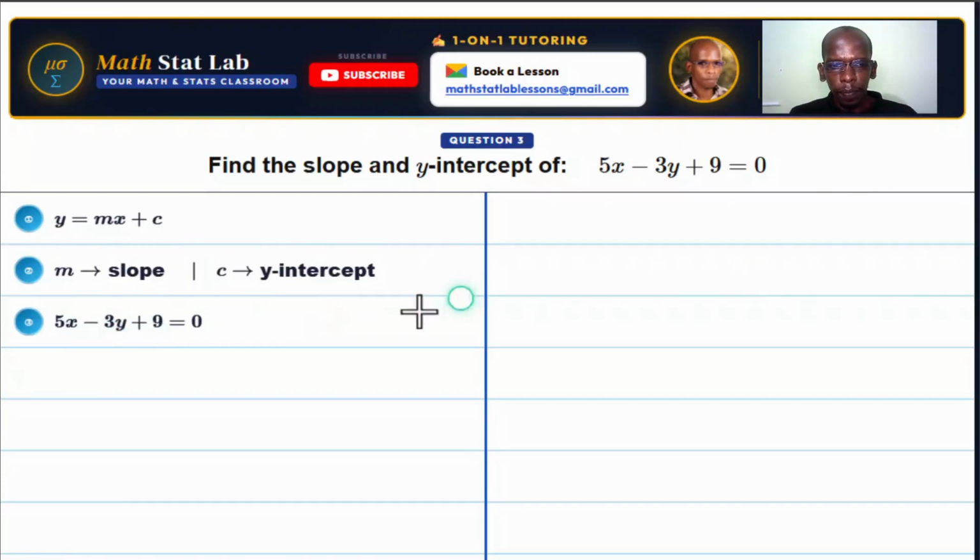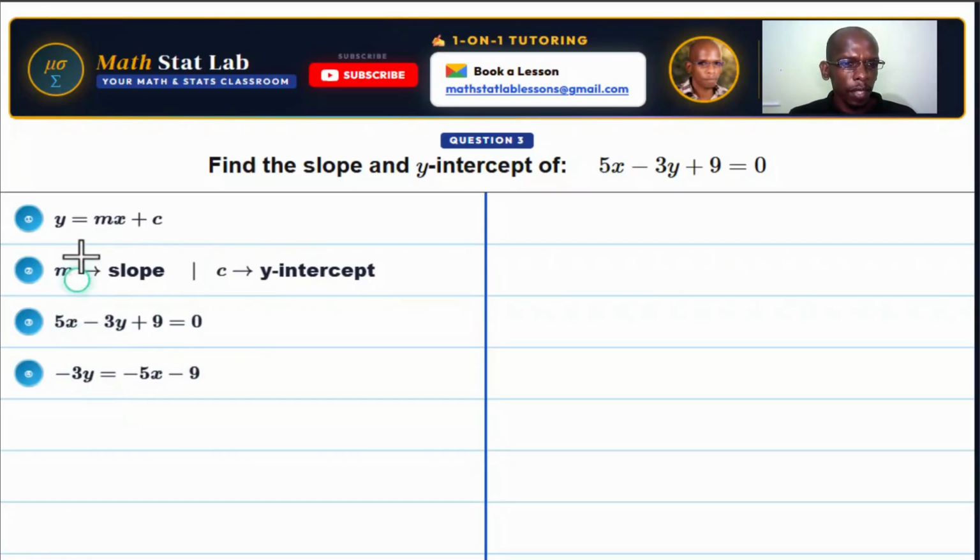So to do so, I can just move the 5x and the 9 to the other side of the equal sign. So it will be negative 3y is equal to, I move this 5x to the other side, it becomes negative 5x because here it was positive, then minus 9 because also when I move 9 to this other side, here it was positive, on the other side it will be negative. So now I have negative 3y is equal to negative 5x minus 9.